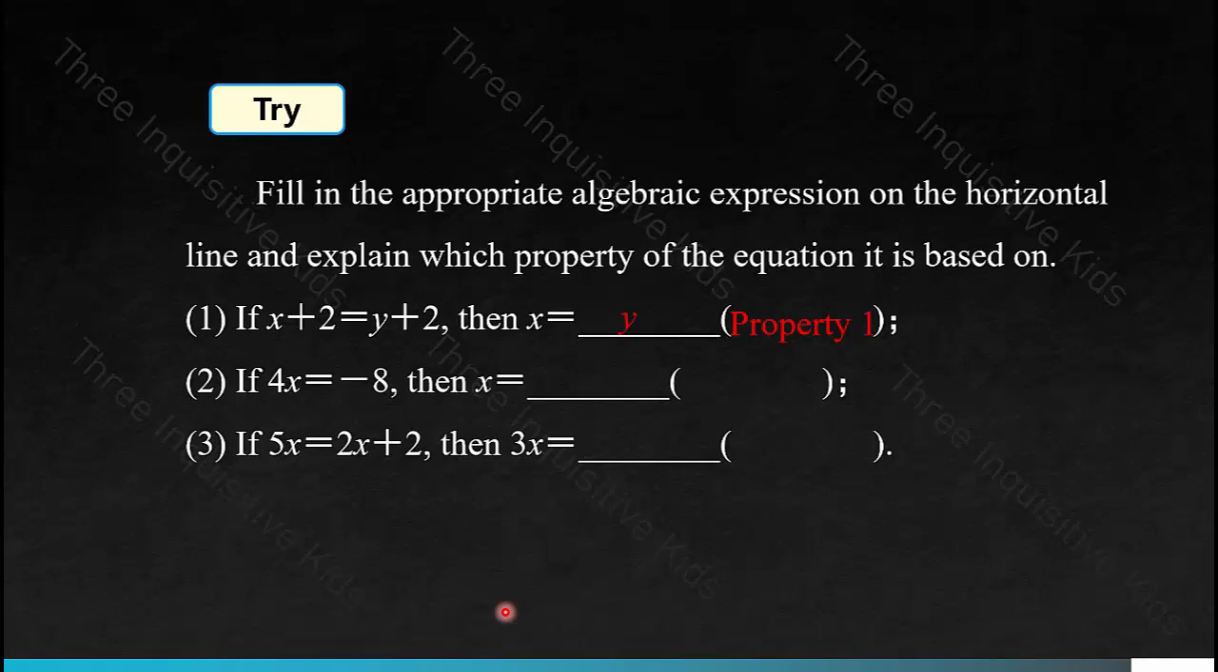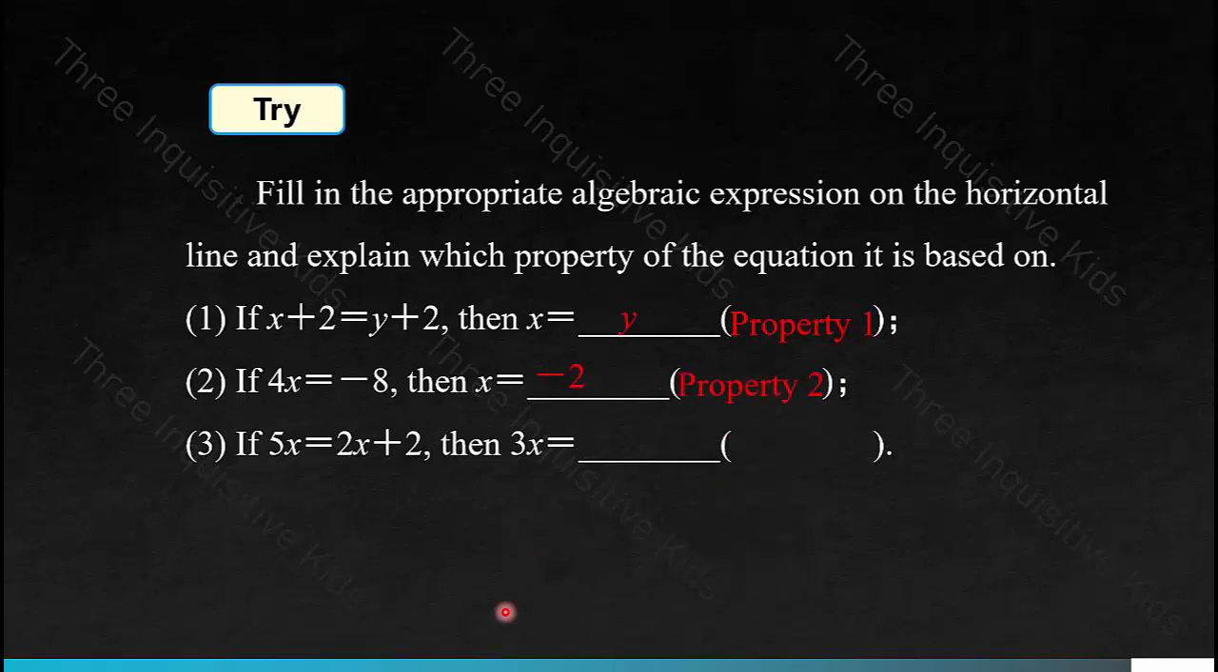If 4x is equal to negative 8, then what is x equal to? Well, both sides are a multiple of 4, right? Negative 8 is just 4 times negative 2. So you can divide both sides by 4, and 4 is not 0, so that's fine. You can divide, and x is equal to negative 2.